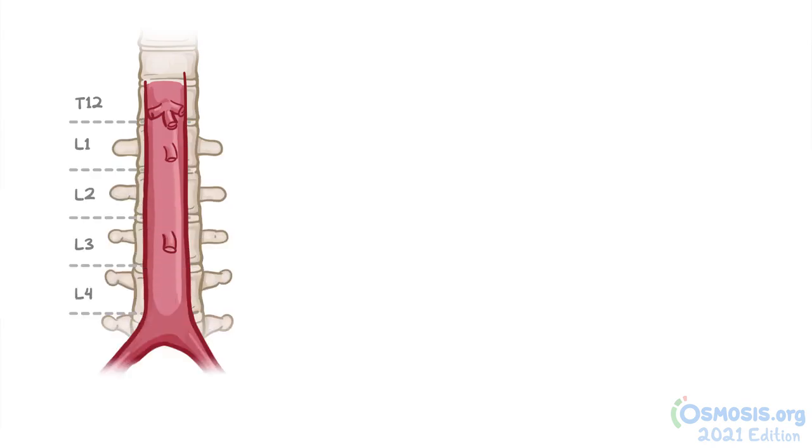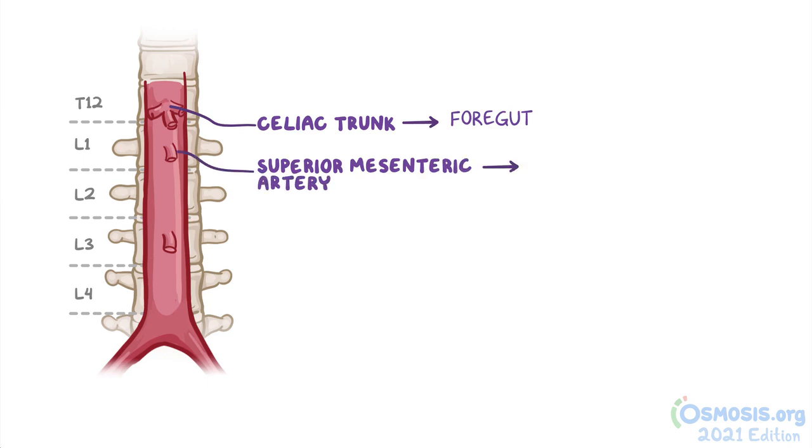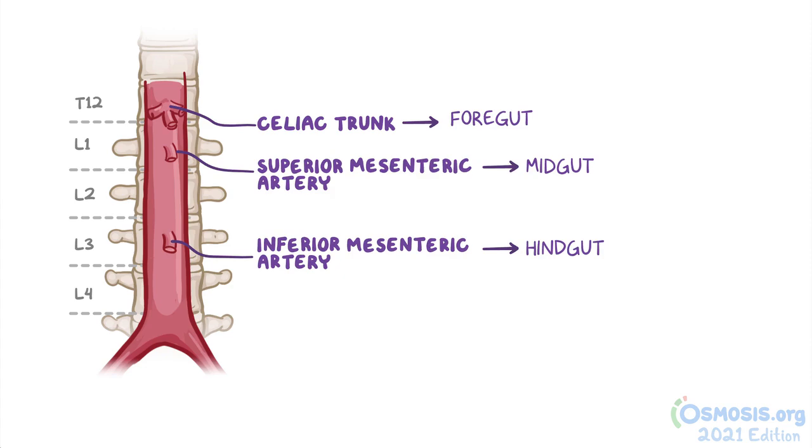Now remember that organs with the same embryologic origin share the same arterial supply, which primarily comes from the abdominal aorta and its single anterior branches, the celiac trunk for the foregut, the superior mesenteric artery for the midgut, and the inferior mesenteric artery for the hindgut.